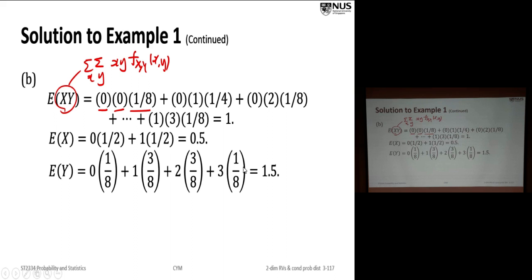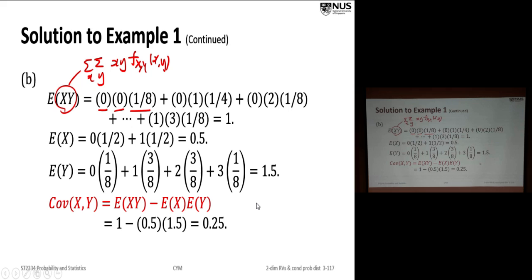And expectation of x is 0.5, expectation of y is 1.5. So the covariance turned out to be 0.25. So it's positive. That means x and y behave in a similar way. That means if x is bigger than mu x, then y is likely to be bigger than mu y.